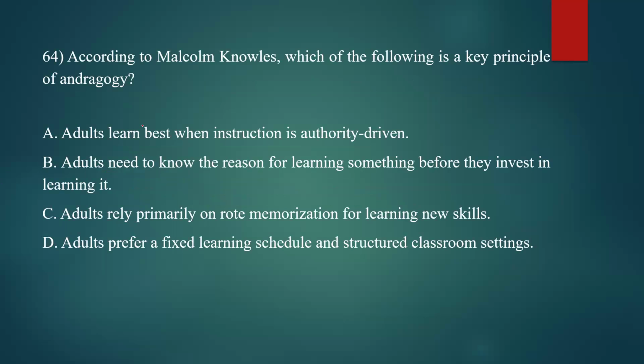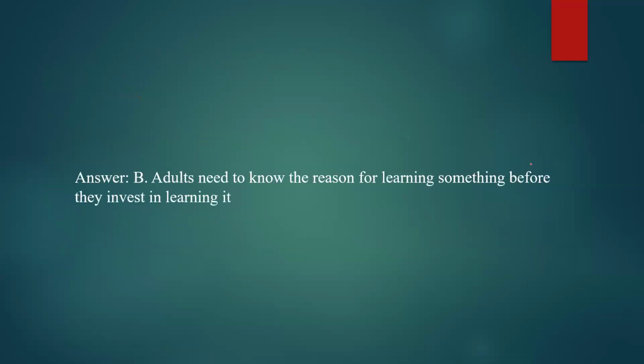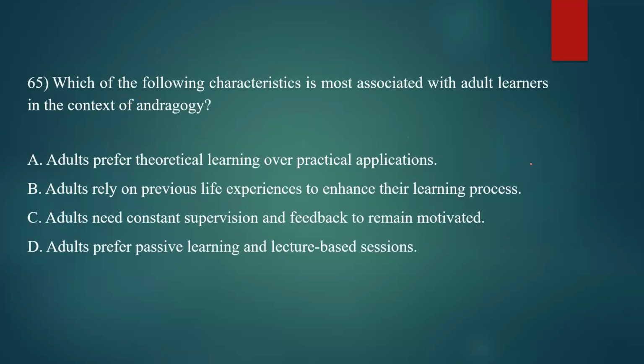Option B: adults need to know the reason for learning something before they invest in their learning. Malcolm Knowles described this as one of the key principles of andragogy itself. So 64 will be B. 65.